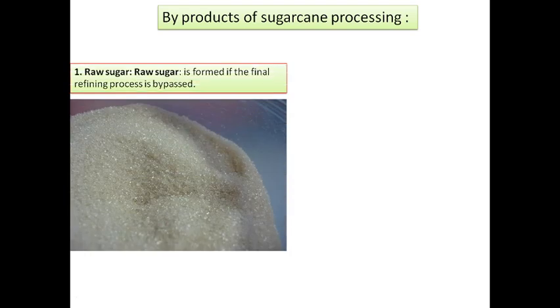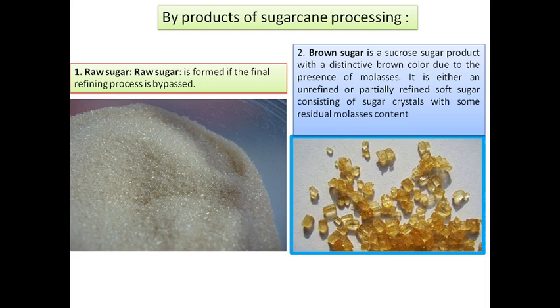So now let me tell you the byproducts of the sugar cane. What are the byproducts of the sugar cane? First of all, it's raw sugar which we get from the milling process. Raw sugar is formed if the final refining process is bypassed. If the refining process is not done, we get only raw sugar which we can get from the sugar mills. It contains molasses also.